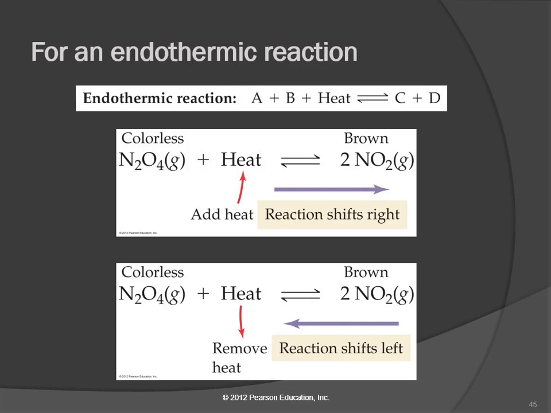So, you want to boil water. That's an endothermic process. You put the pot of water on the stove and you turn on the heat, right? And you put heat into it. You're increasing the temperature, you're adding heat.